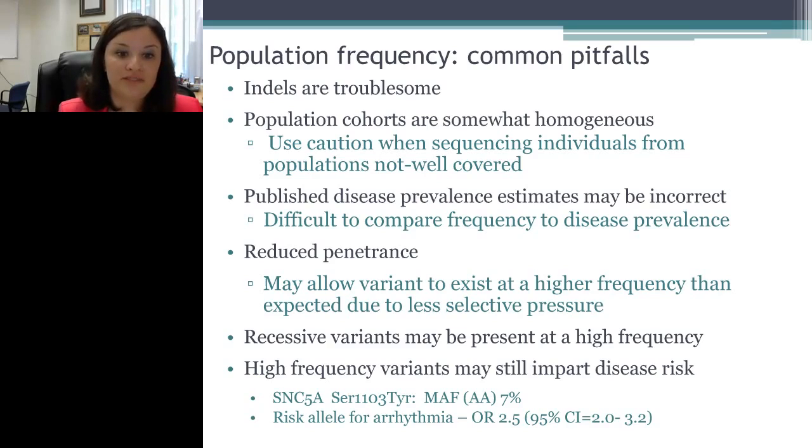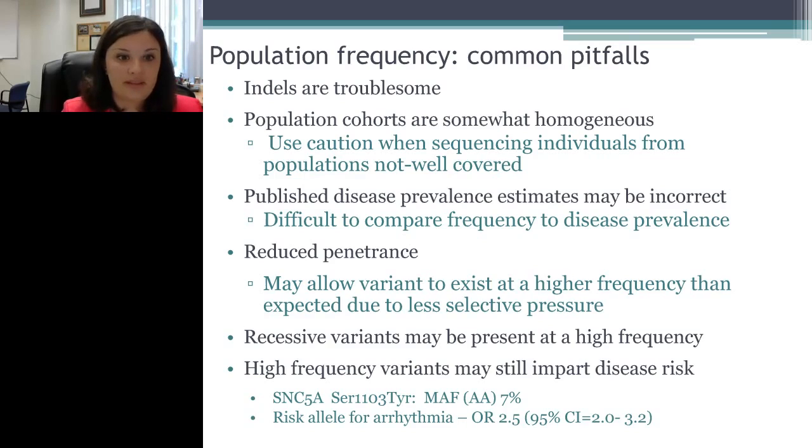The other thing is, on the previous slide, I just showed you how we can use population frequency data and prevalence estimates to determine if a variant may be pathogenic. And in that example, HCM is a really well-studied disease, and we think we have a pretty good grasp on the prevalence of that disease. But many diseases, especially ones that are more rare, have prevalence estimates that are more guesstimates, and so it can be really difficult to compare the frequency to disease prevalence. So in the example that I gave in the last slide, we have to be really careful when we're using population frequencies to infer pathogenicity.